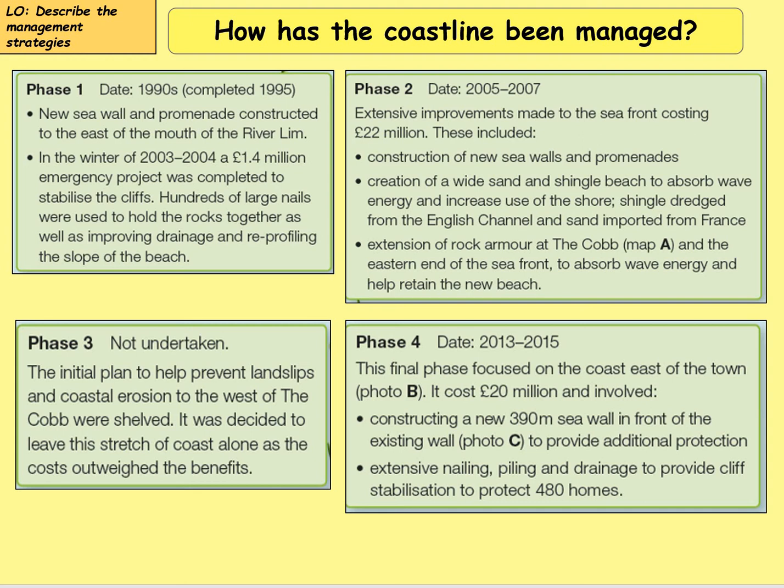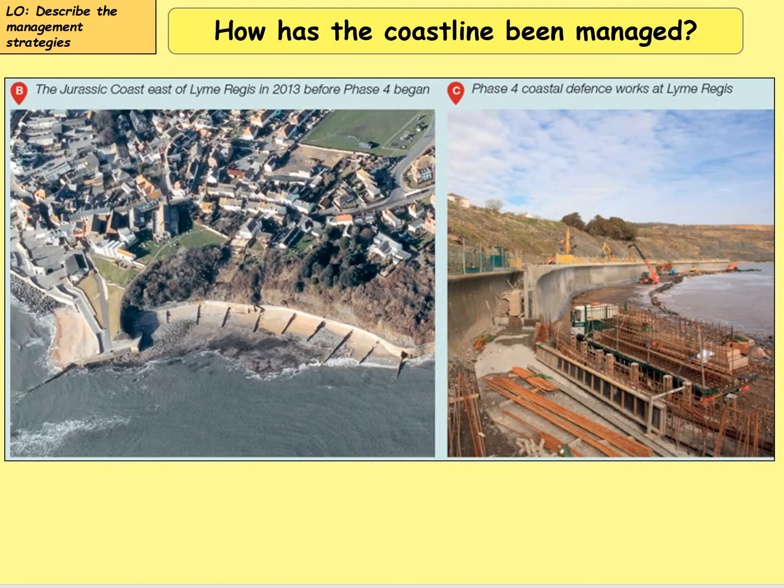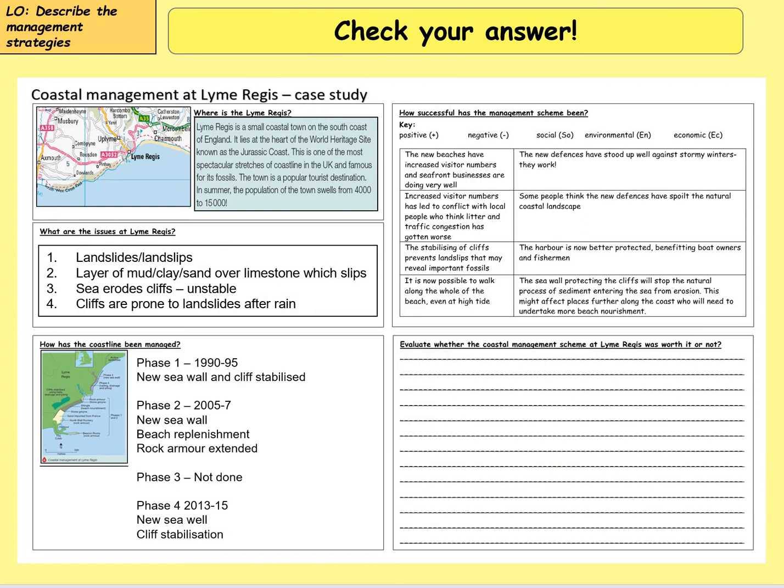That was £20 million, investing in a seawall at the front, which was very expensive, and some extensive nailing and piling and drainage to stabilise the cliffs and to protect those 480 homes that are exposed. So have a look at some of the images. You can imagine all of the environmental, economic and social impacts that this would have had during its construction. So if you just want to do some brief notes on those 4 phases, please.